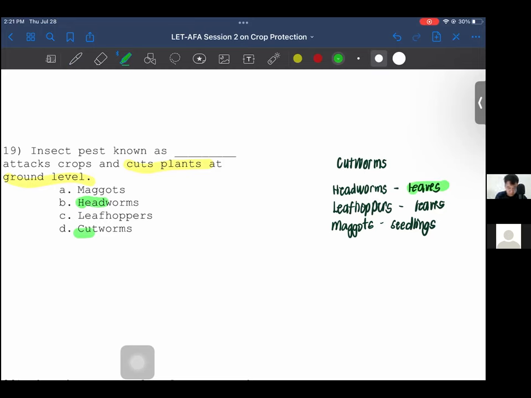Maggots actually are most common. Ang sabi niya seedlings, pero it can also be observed sa fruits natin o kapag post-harvest natin sa mga fruits natin. Ang leaf hoppers, as I've said a while back, yung leaves yung naapektuhan niya, nagtatransmit siya ng virus. Ayan ang ganap ng leaf hopper.